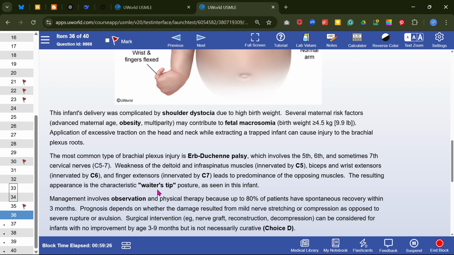The most common type of brachial plexus injury is Erb's palsy, which involves the fifth, sixth, and sometimes seventh cervical nerves, C5 to C7. Weakness of the deltoid and infraspinatus muscles innervated by C5, biceps and wrist extensors innervated by C6, and finger extensors by C7 leads to predominance of the opposing muscles. The resulting appearance is the characteristic waiter's tip posture as seen in this patient.